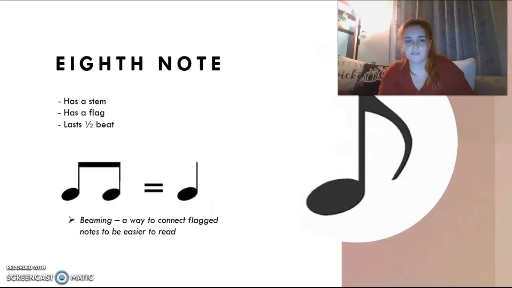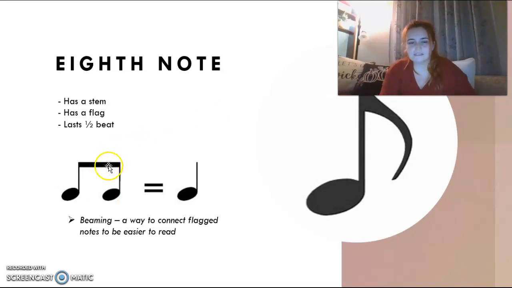So for the 8th note, now the difference here is that this one has a flag, still has the stem, the filled-in base, but it's distinguishable by the flag on the stem. So an 8th note only lasts half a beat, so that's half of a quarter note. So 2 eighth notes are equivalent to a quarter note.